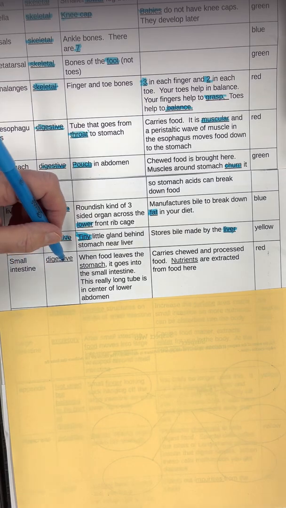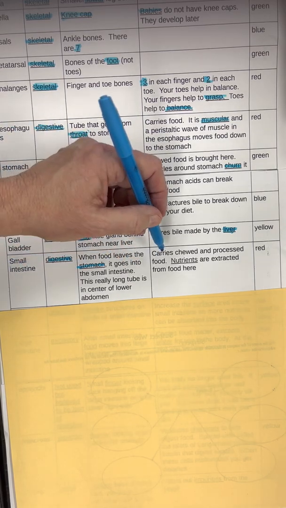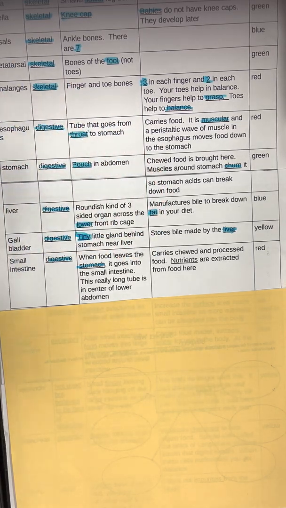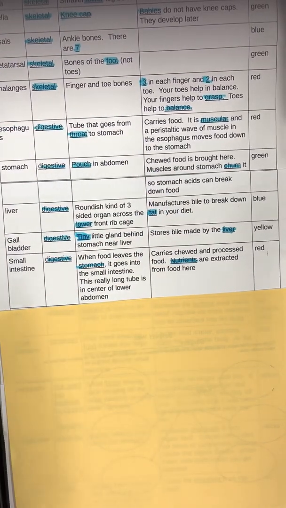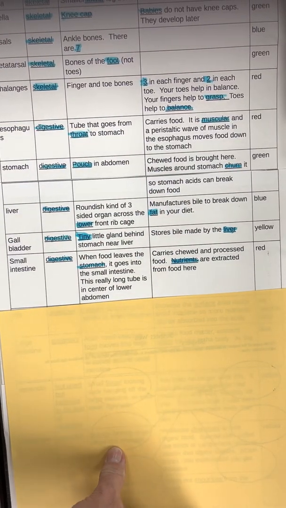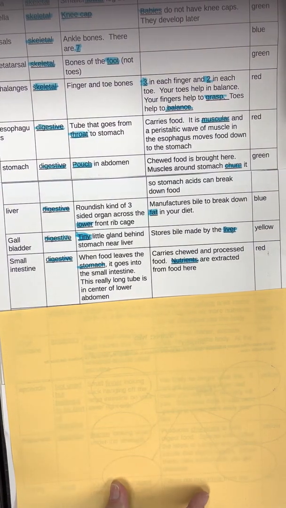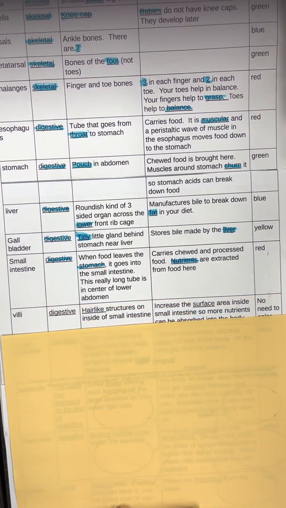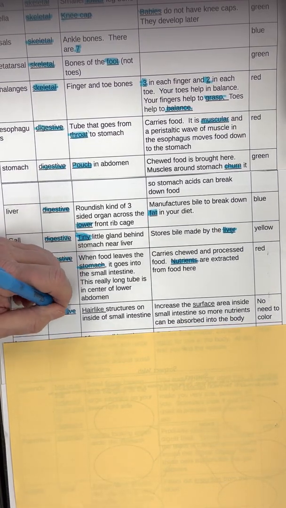All right, the small intestine is digestive. When food leaves the stomach, it goes into the small intestine. This really long tube is in the center of the lower abdomen. Its function, it carries chewed food and processed food. Nutrients are extracted from your food in the small intestine. So if you didn't have a small intestine, you wouldn't be able to absorb the nutrients from your food. That'd be fatal.